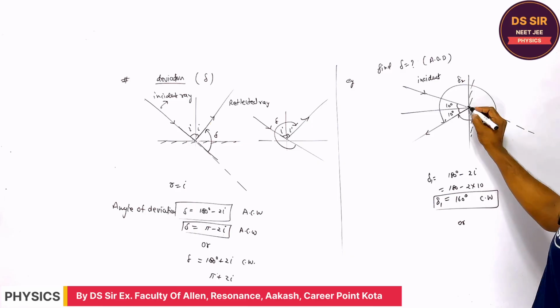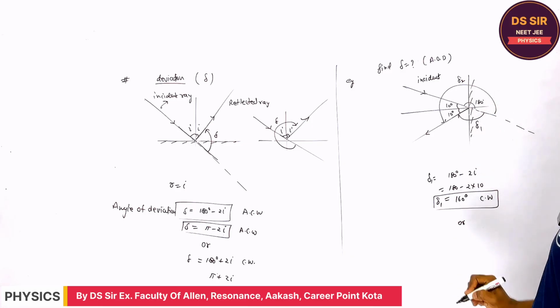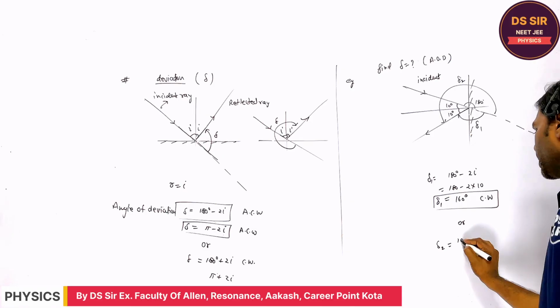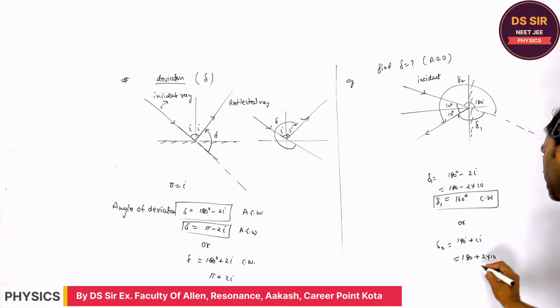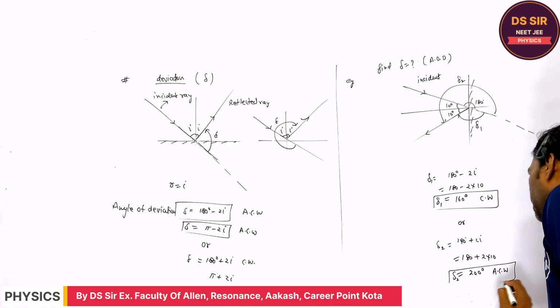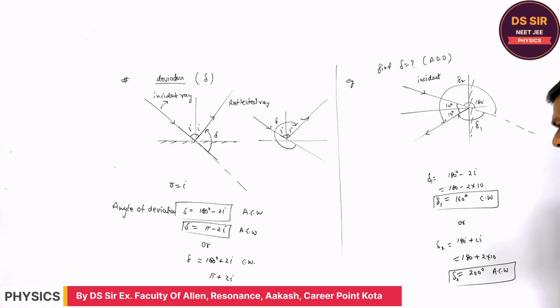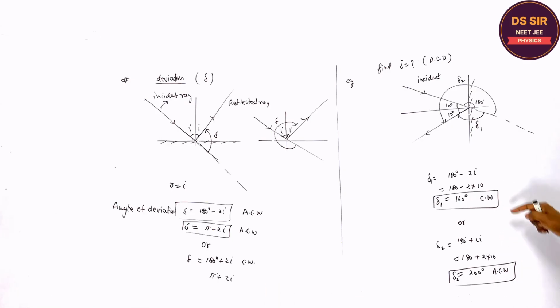And how much is it? This is 180 degree plus 20 degree, or delta 2 is 180 plus 2i, is equal to what? 180 plus 2 into 10 is equal to 200 degree, right, in anti-clockwise sense. So there will be the deviation 160 degree clockwise or 200 anti-clockwise. When you add both deviations, you will definitely get 360 degree. 160 plus 200 is equal to 360. So both answers for the deviation are correct, right?